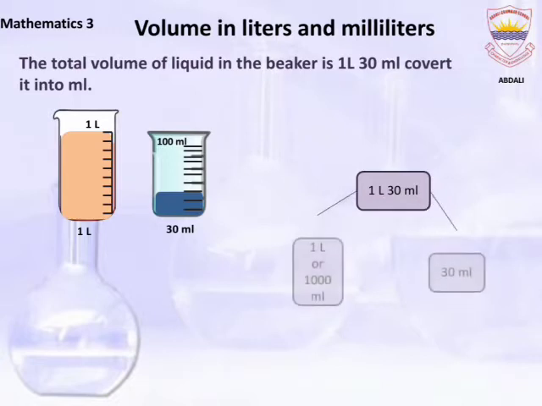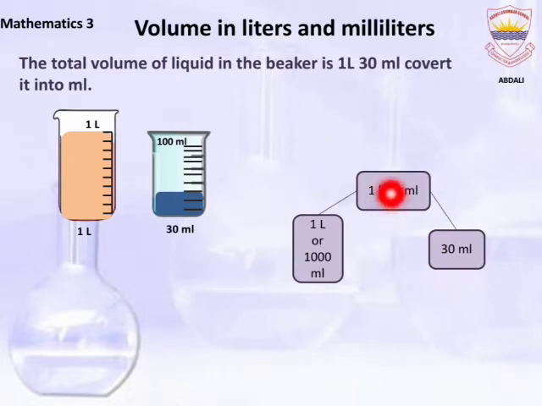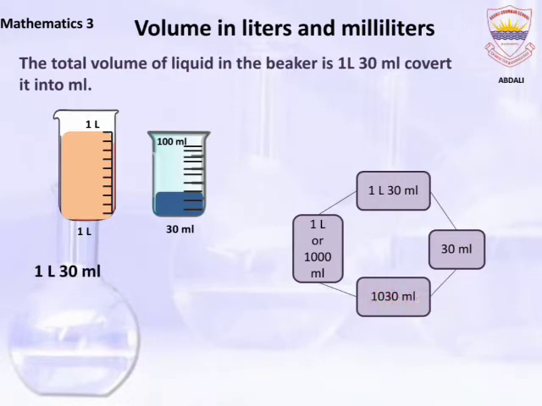For converting this into milliliters, we separate the liter volume and the milliliter volume. Write it separately in the boxes. Students, do you know that 1 liter is equal to 1000 milliliters? We add the milliliter volumes, 1000 milliliters and 30 milliliters, and combined we write it as 1030 milliliters.